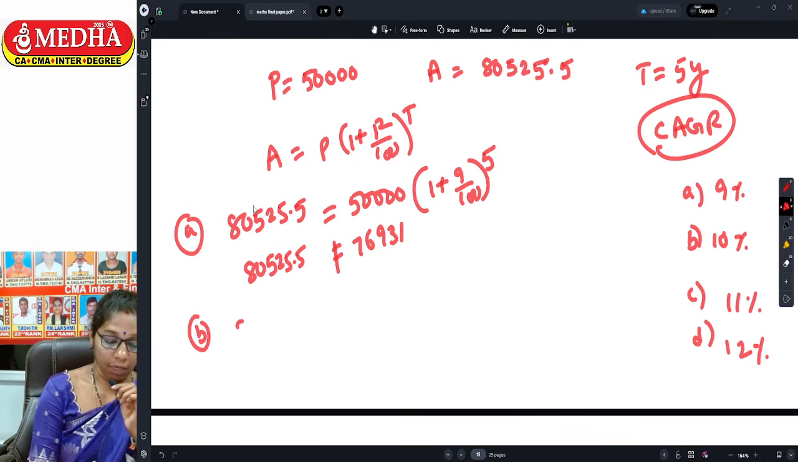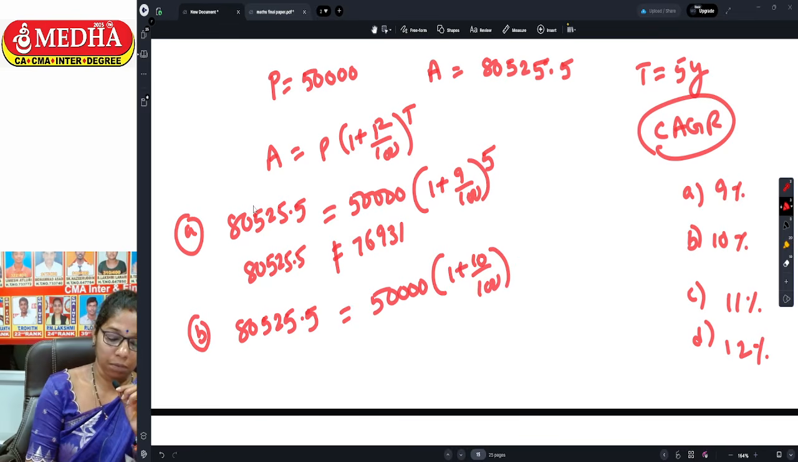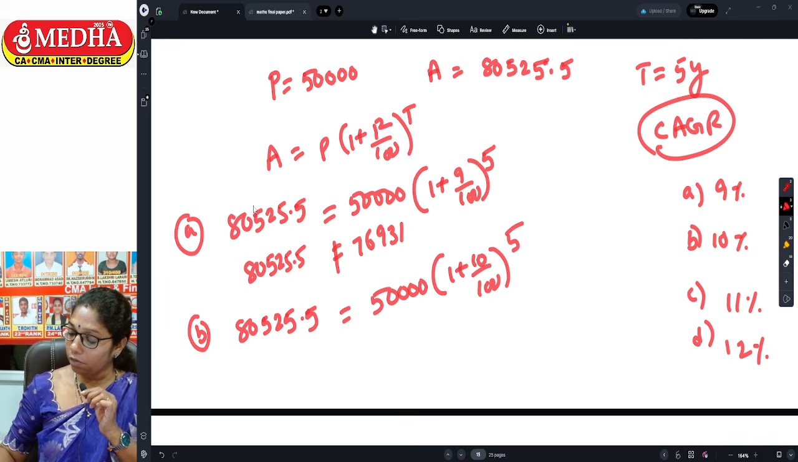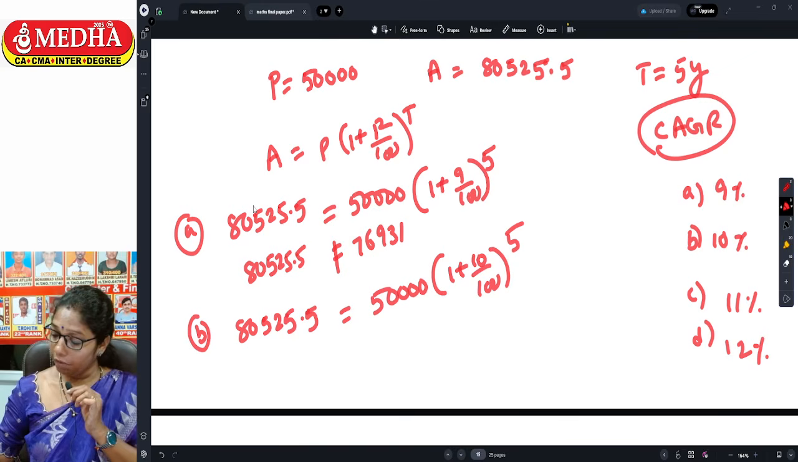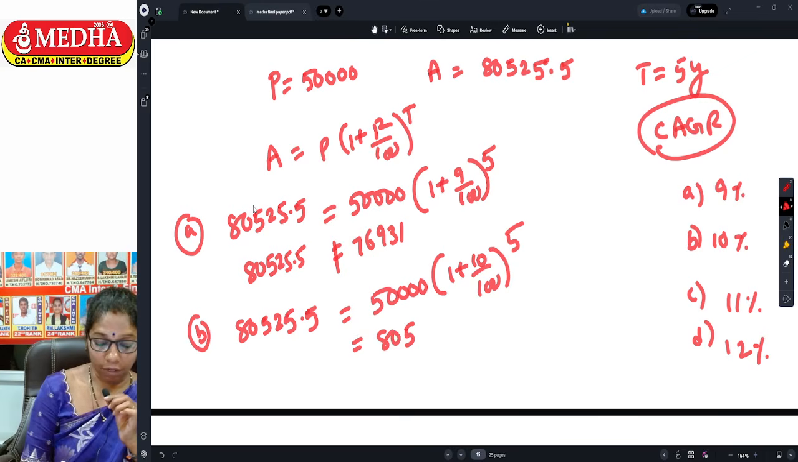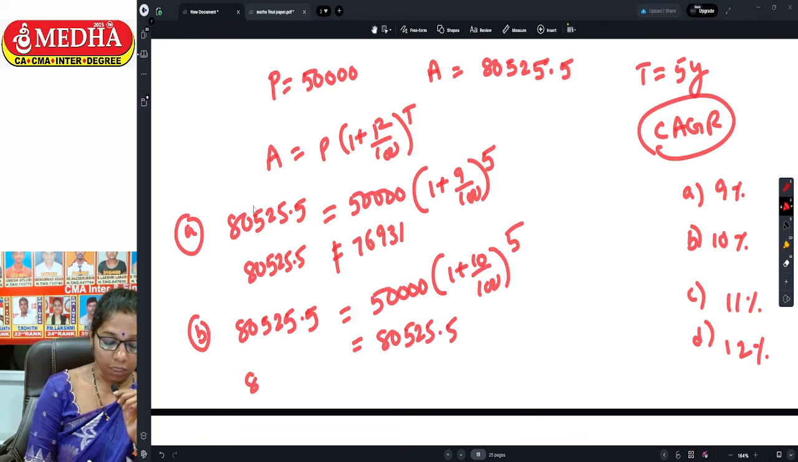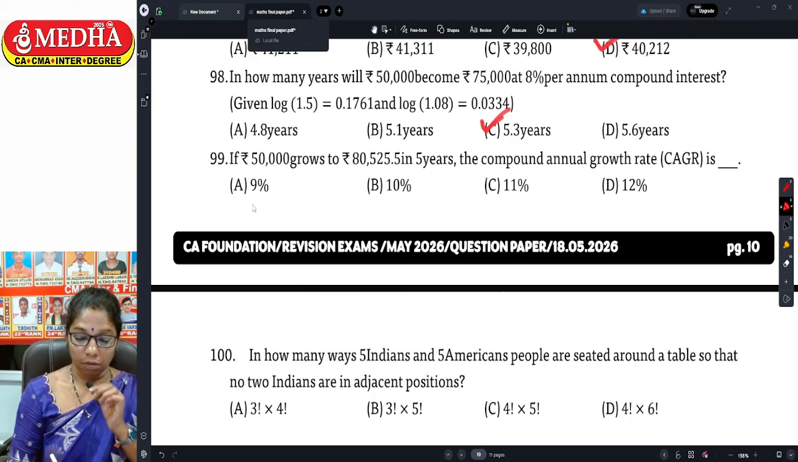Next option B, 80,525.5 is equal to 50,000 of 1 plus 10 by 100. Option B, that is 1.1 to the power 5 into 50,000 rupees, that is equal to 80,525.5. That is option B. Option B is the right one. So in the given question, option B, 10%.